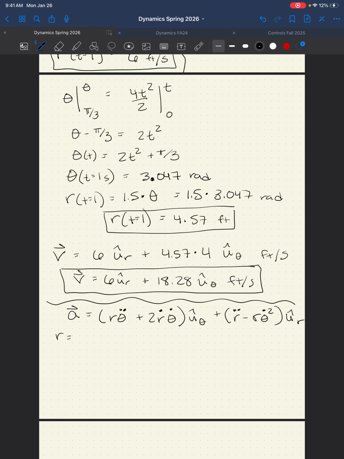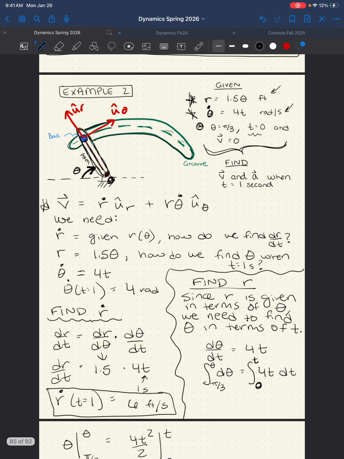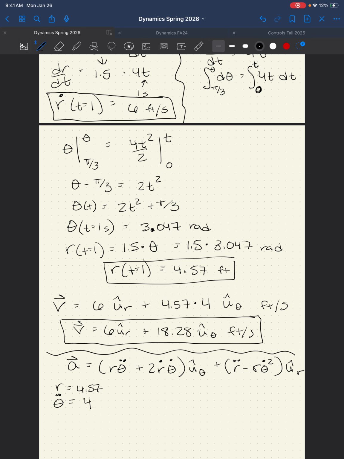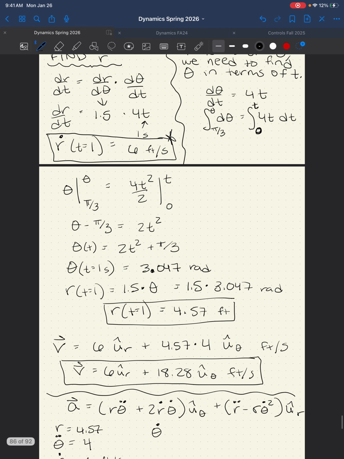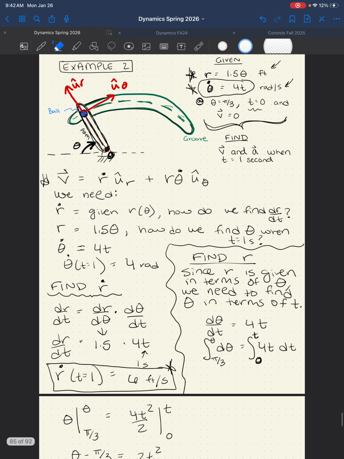Well, we already know r, that's 4.57. Theta double dot, what do we know about theta double dot? Well, we have theta dot. If I take one more time derivative of that, I should just get 4, always. So that's 4. R dot, we found up here, is 6 feet per second. Theta dot is given to us in the problem. Plug in t equals 1, we should get 4.